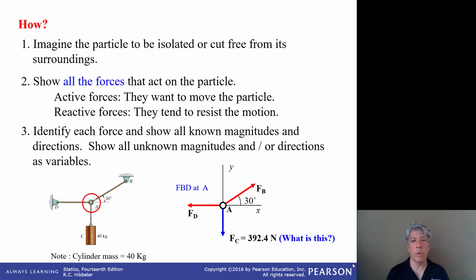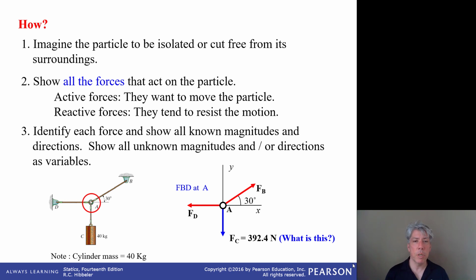We need to show where we know and where we don't know magnitudes. If you have direction, that's really important because force is a vector, and the direction is just as important as the magnitude. And so we've got to show as much information as possible. We've identified the forces, but now we need to jot down as much information as we can.